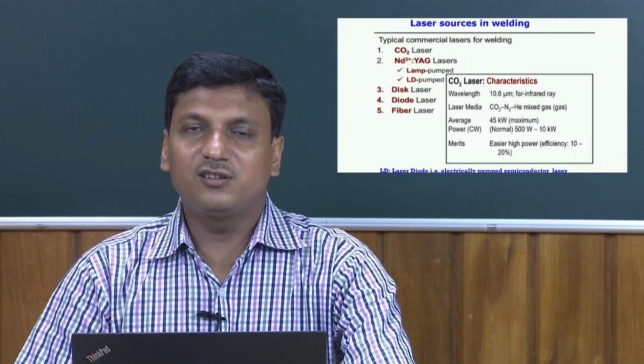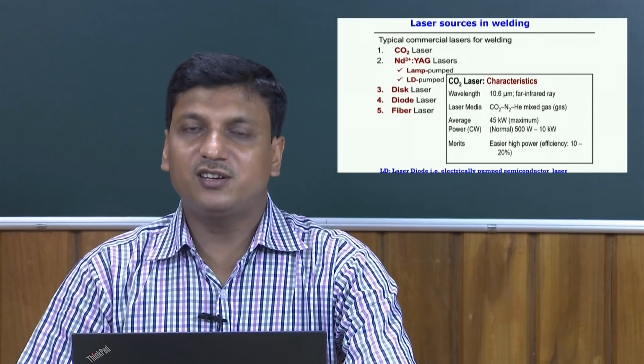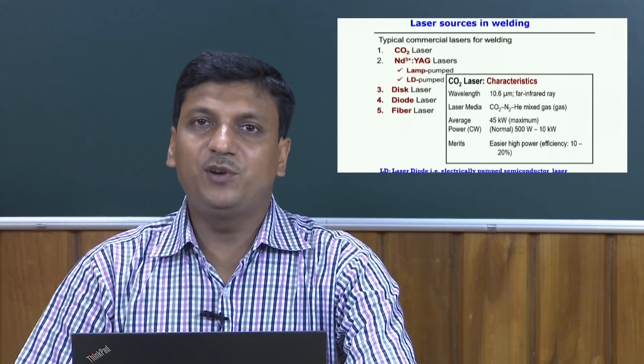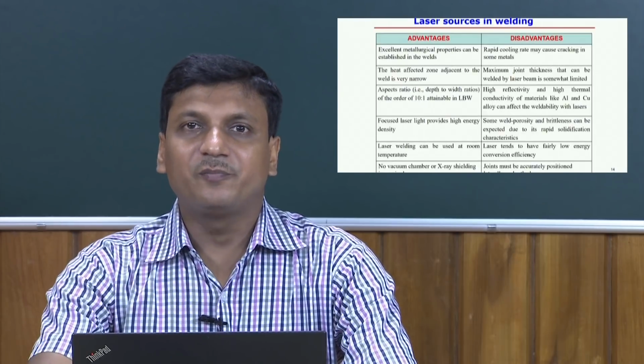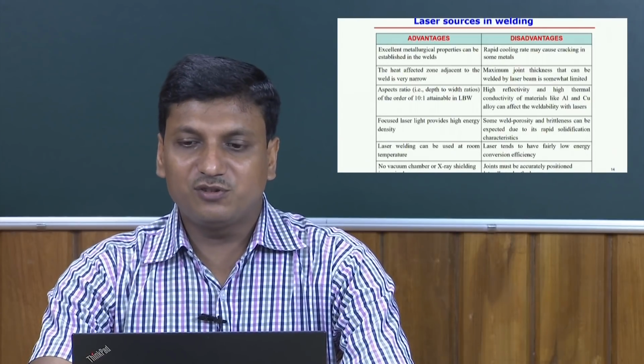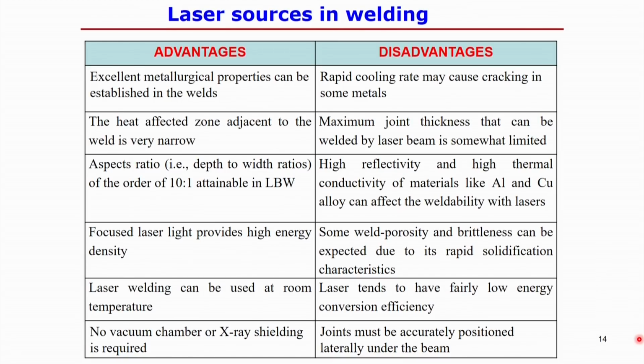So, by knowing the facts about the laser, the different types of laser, the principle of operation and the applicability of these lasers in welding, we can find out different advantages and disadvantages of the laser when it is applied to the welding process. Looking at the several points, first, very good metallurgical properties can be achieved in the weld using laser welding processes, relative to typically electric arc welding processes. The heat affected zone is very narrow, very small as compared to other arc welding processes.